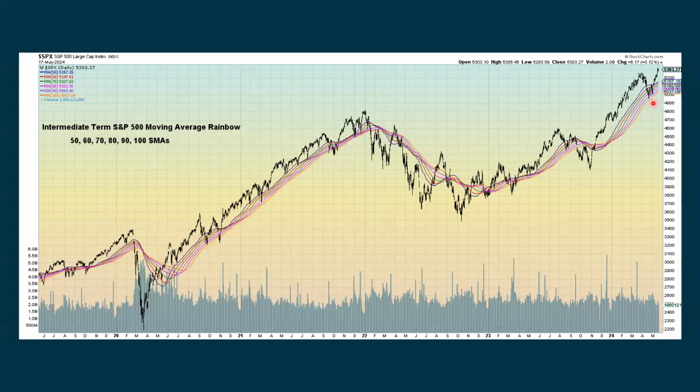Intermediate term, the same idea here. Another rainbow chart going from 50 periods up to 100 periods. It came down into the rainbow, but it wasn't there long enough to really distort these lines, and now we've been shooting back up out of the rainbow.